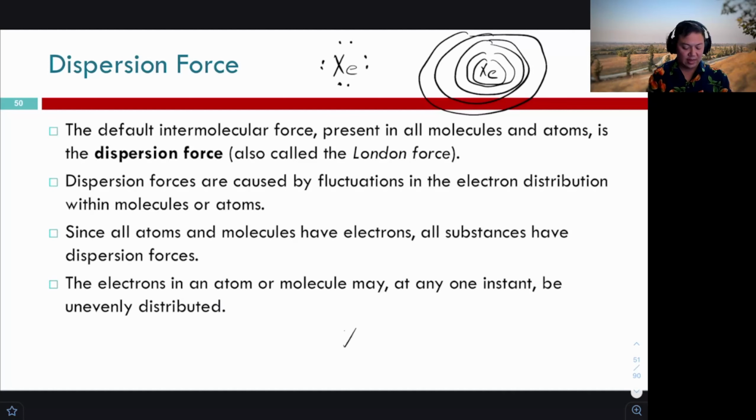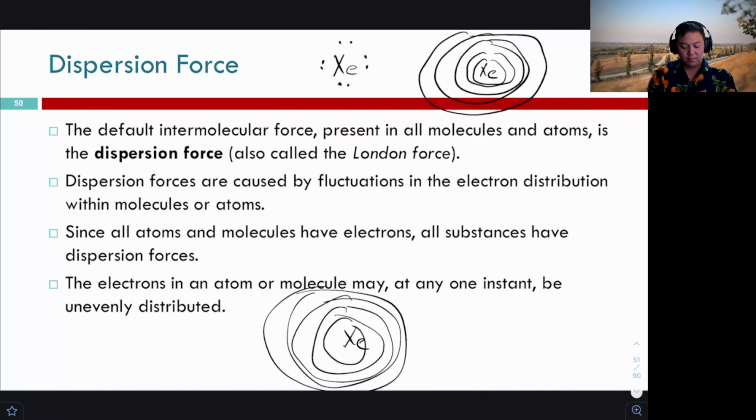So instead of the xenon and the electrons always being perfectly centered on each other, sometimes the electrons can get pushed over to one side. Then the side that has more electrons is going to be slightly negative, and the side that has fewer electrons is going to be slightly positive. So the London force, or the dispersion force, is caused by these electrons shifting from side to side around atoms or molecules that otherwise don't seem like they should be able to stick together.